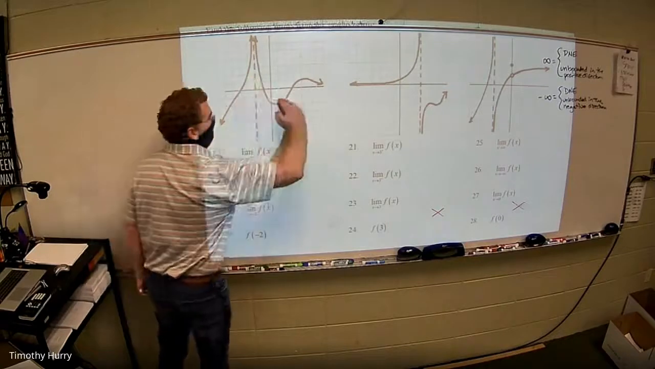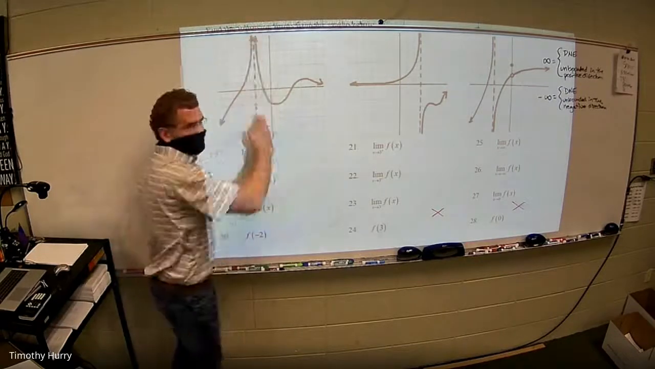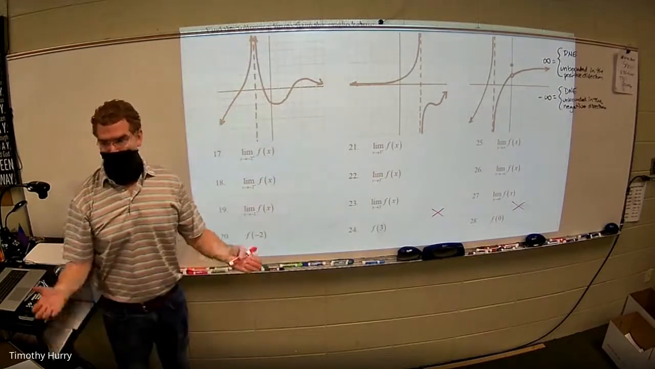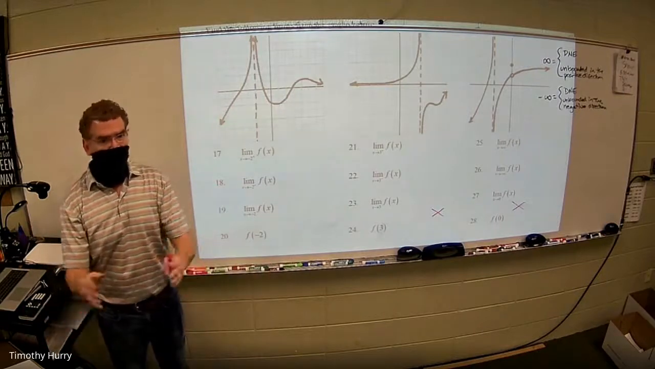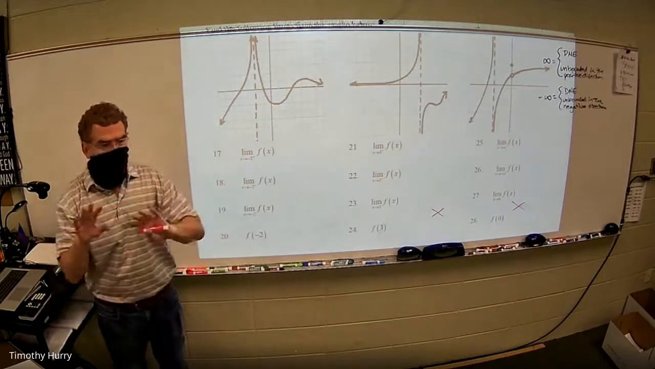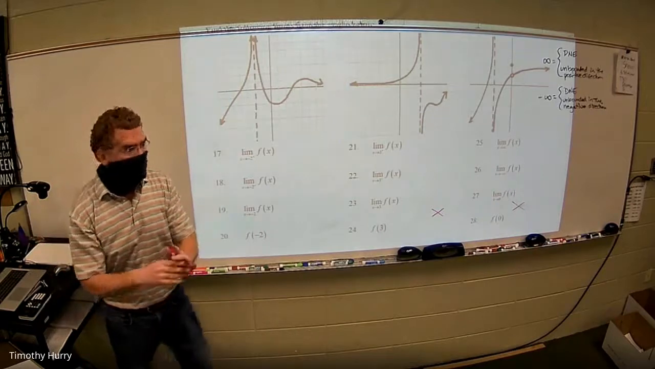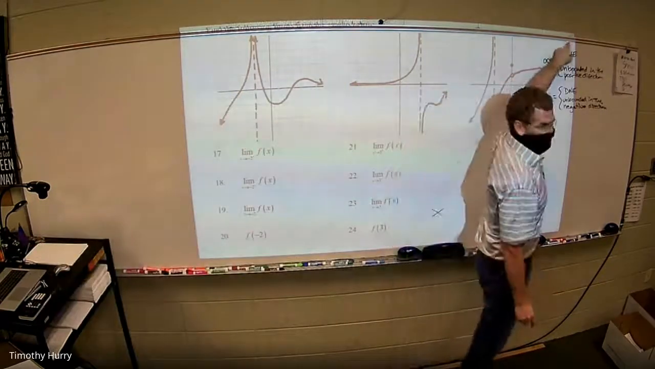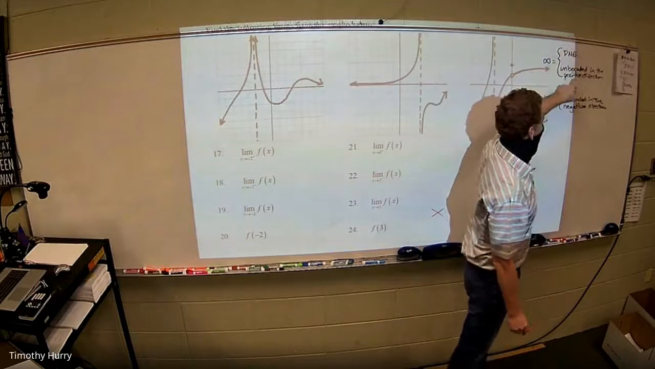There's negative 2. From the right, what am I doing? I'm going up. So I must be approaching infinity, even though I'm not approaching a y value. So I should say D and E. Infinity lets me say both. Doesn't exist. There is no y value I'm approaching, but it is going up forever.